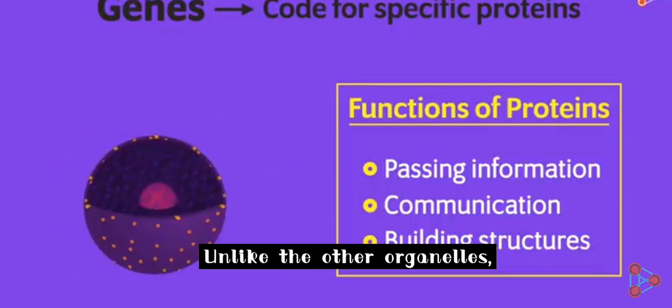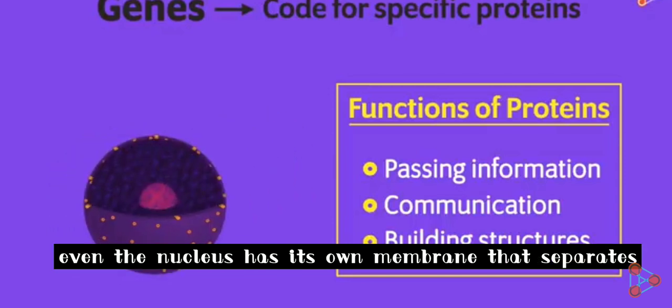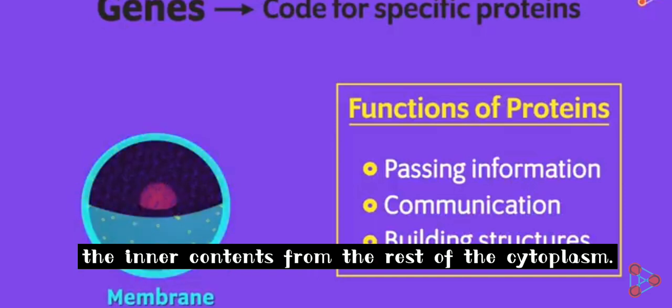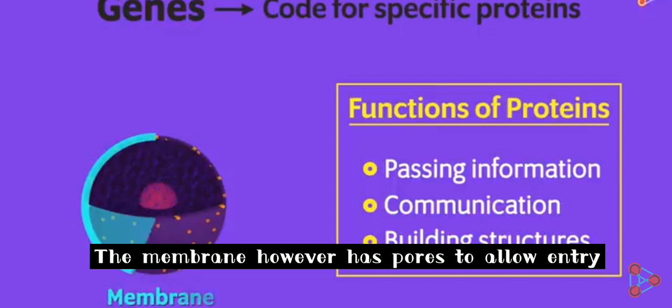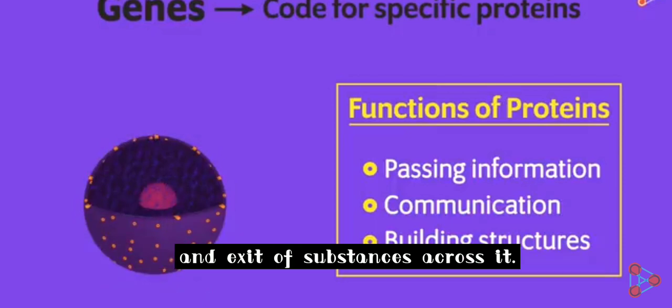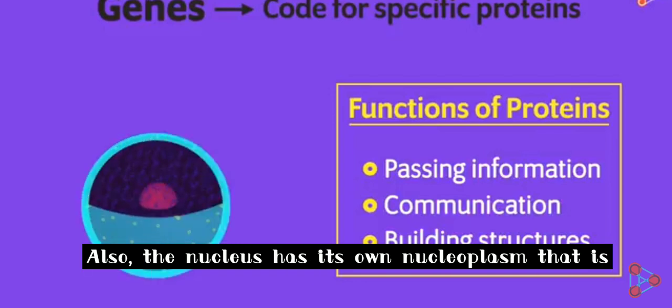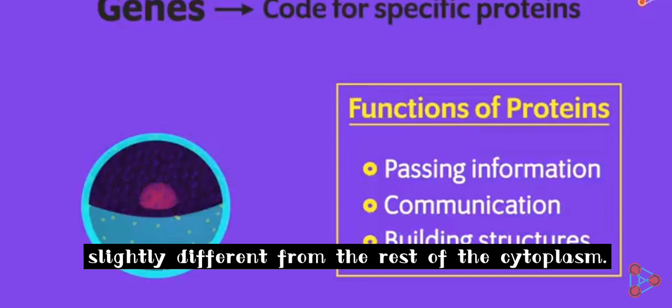Unlike the other organelles, even the nucleus has its own membrane that separates the inner contents from the rest of the cytoplasm. The membrane, however, has pores to allow entry and exit of substances across it. Also, the nucleus has its own nucleoplasm that is slightly different from the rest of the cytoplasm.